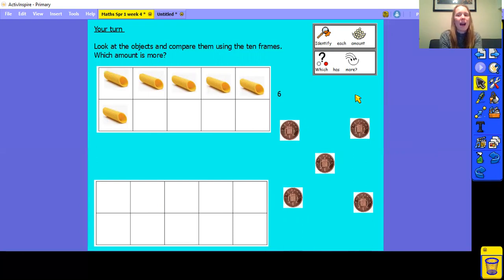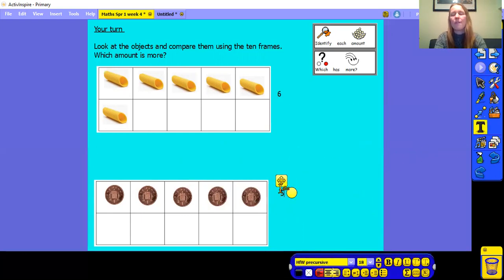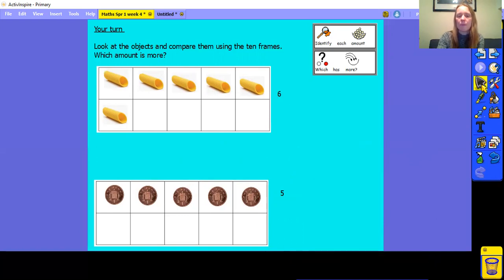Oh, I think I know how many pennies there are because I've seen that pattern before. I've seen this pattern on a dice. It looks like it could be 5. Let's put them on the 10 frame and check. 1, 2, 3, 4, 5. It was 5. Let's write 5 to help us to remember.